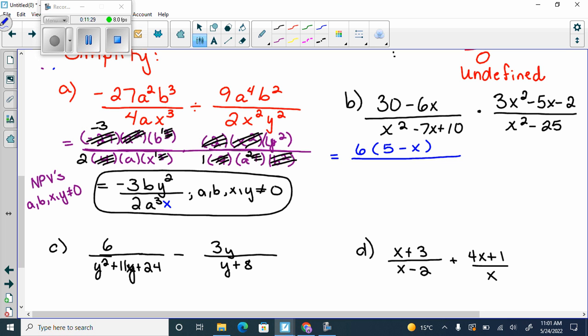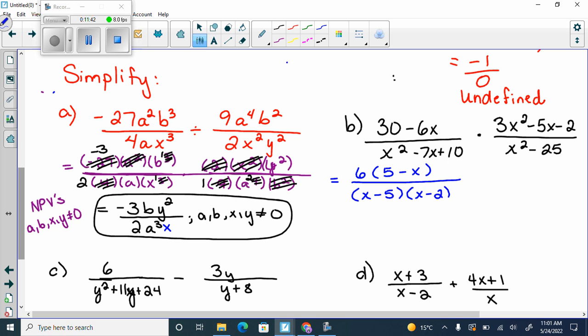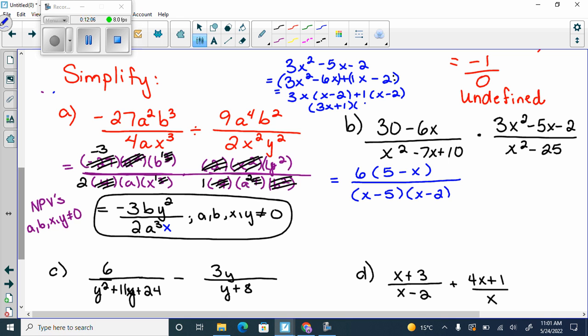Then, the bottom left, we factor it. What multiplies to give us 10 and adds to give us negative 7? It's x minus 5, x minus 2. And the 3x squared minus 5x minus 2, I have to factor by decomp. So what multiplies to give me negative 6 and adds to give me negative 5? Negative 6, positive 1. You can take a 3x out, we're left with x minus 2. We go to plus 1, and we're left with x minus 2. So we get 3x plus 1, x minus 2.